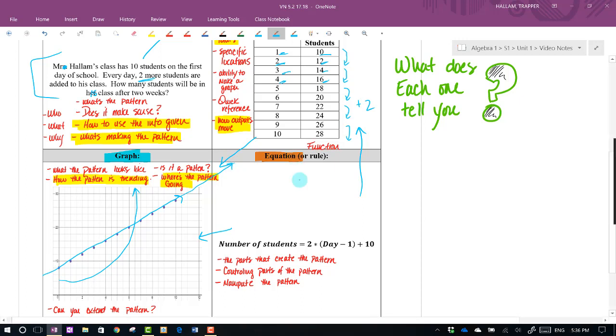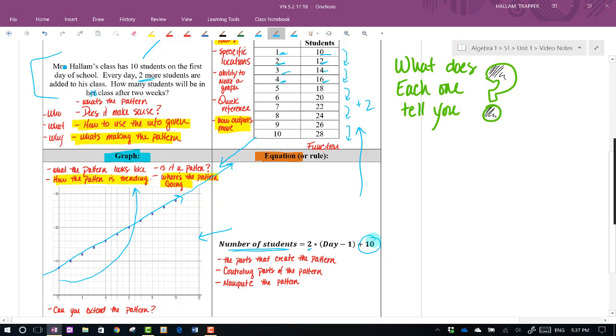And then the equation is another way to look at the parts that are controlling the pattern, or the parts that are making these coordinate points. So what do I mean by that? The number of students in Mr. Hallam's class is controlled by 2 students times a day minus 1. But here's the +10.